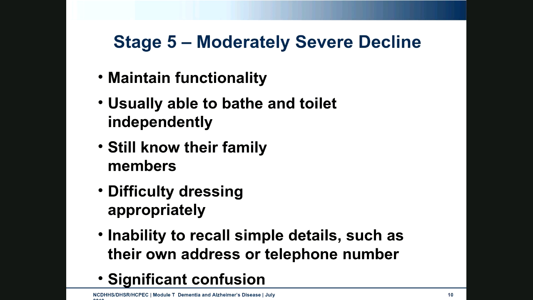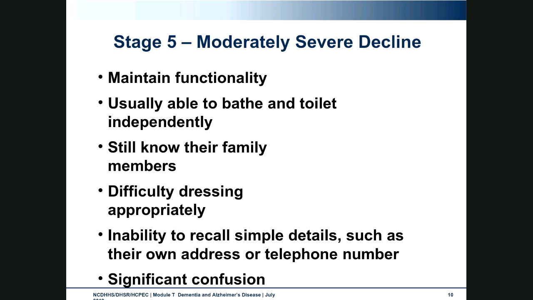Stage 5, the person still maintains functionality. They can usually bathe and toilet themselves independently, so they can still go to the bathroom on their own. They still know who their family members are, but they probably don't know who everybody else is. They may have difficulty dressing appropriately. They don't know what the season is. They don't necessarily know that it's 97 degrees outside, so wearing a turtleneck is not going to be appropriate, or vice versa. It's January and it's cold outside. We don't need a tank top and shorts.